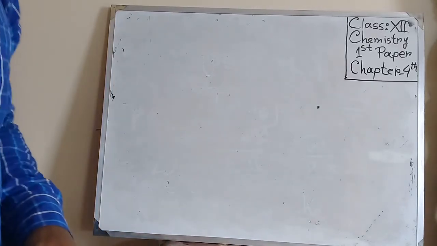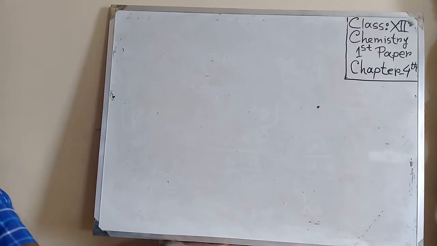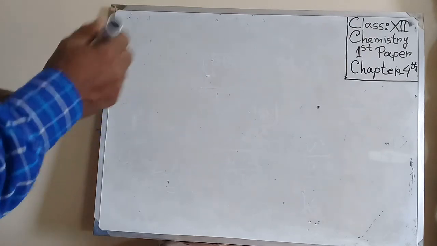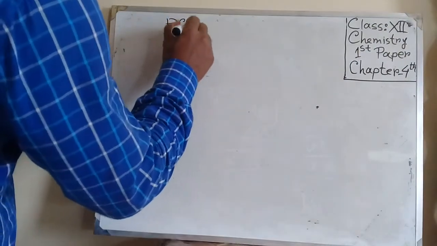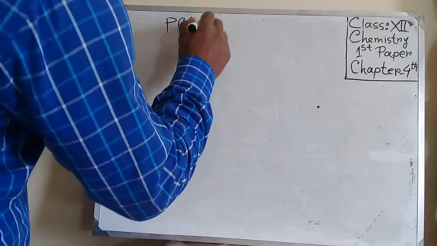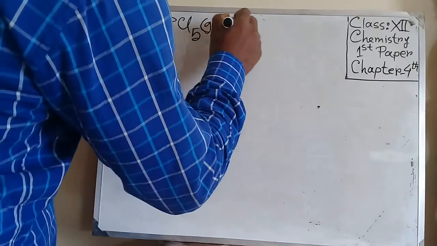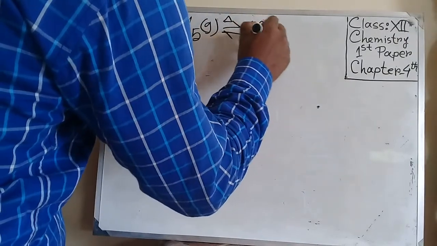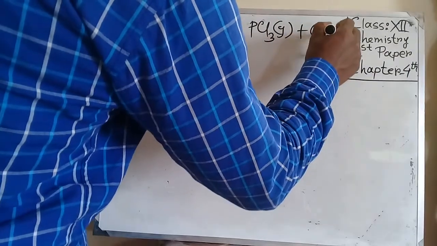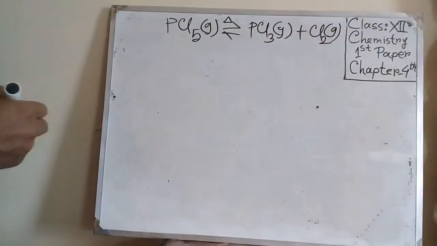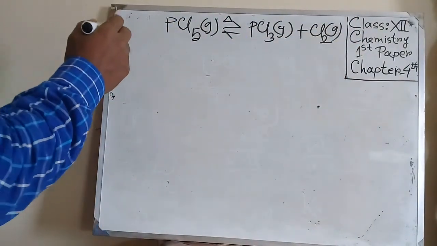Hello dear students. Now we'll find out the equation for Kp, the equilibrium constant in partial pressure, for the dissociation of phosphorus pentachloride. So let's get started. Phosphorus pentachloride, on heating, gives phosphorus trichloride plus chlorine.